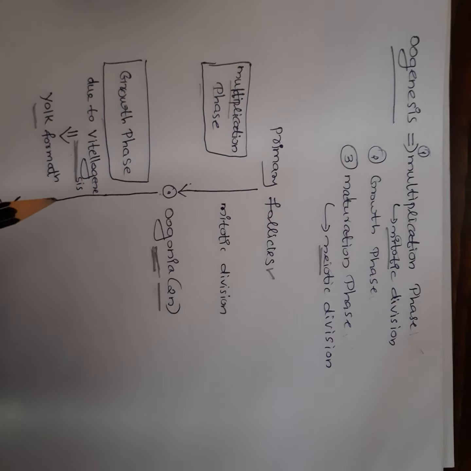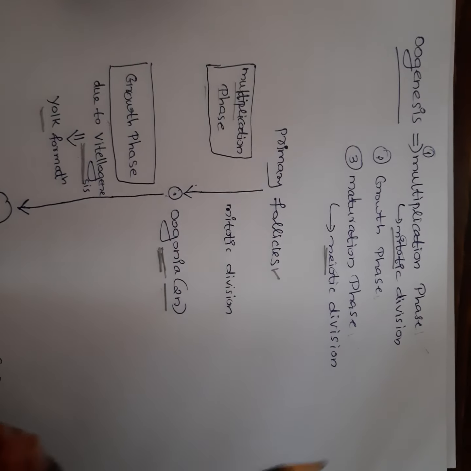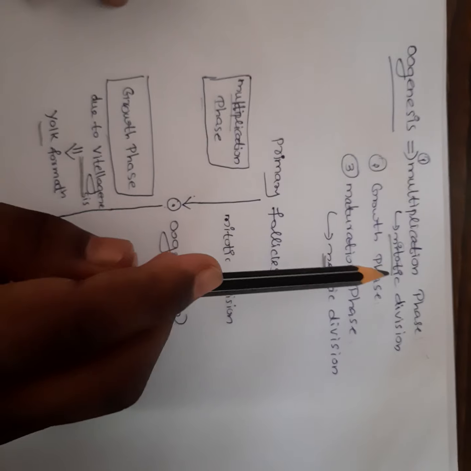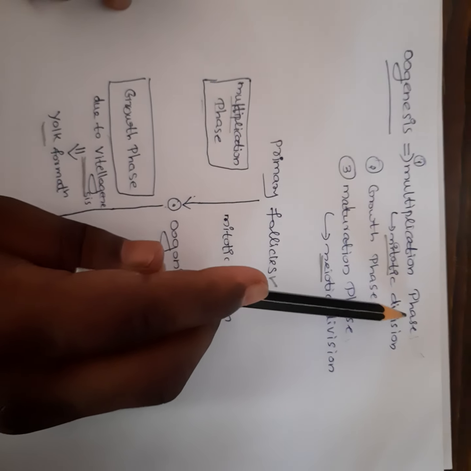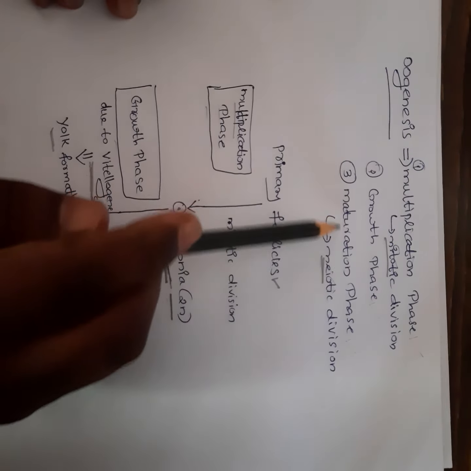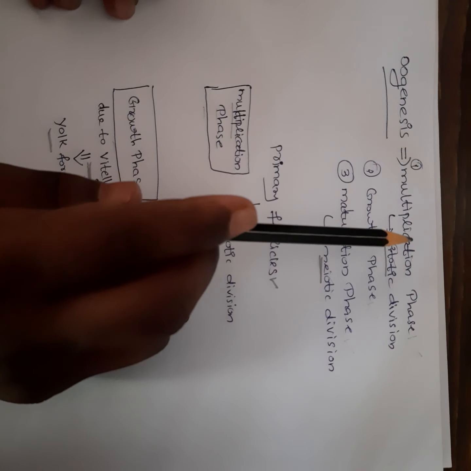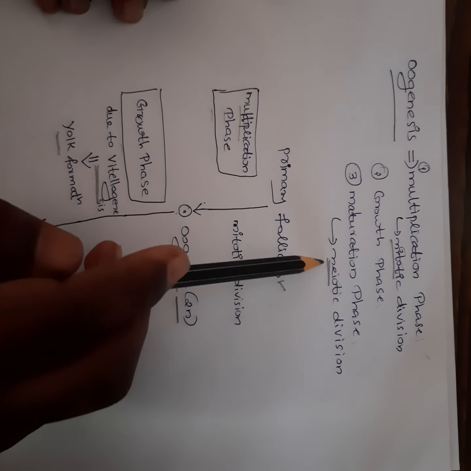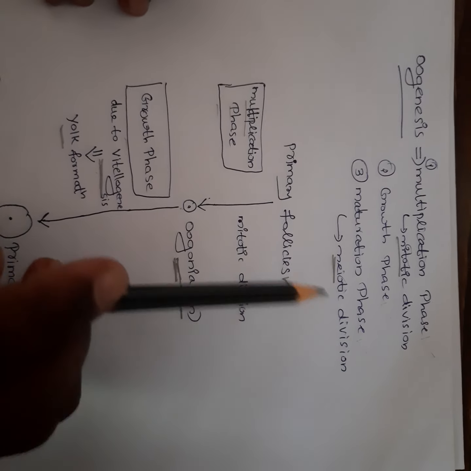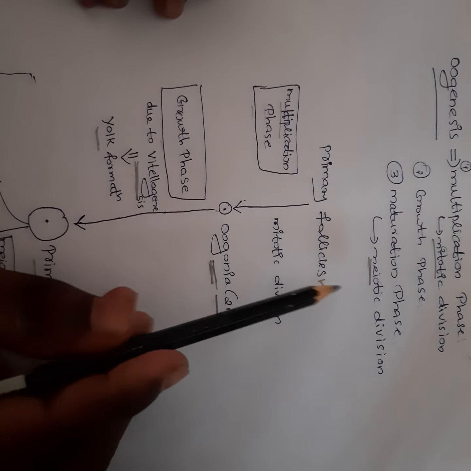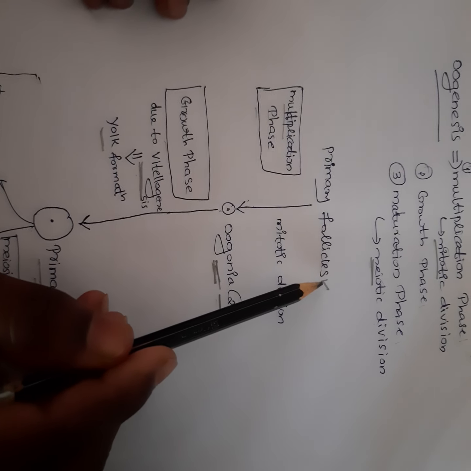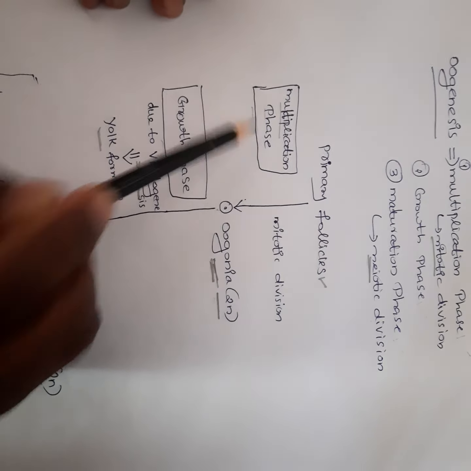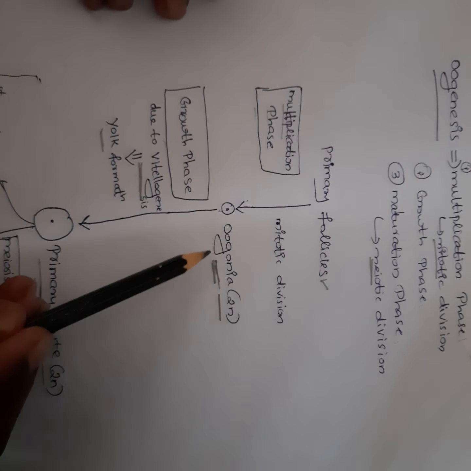Next, I'm taking the different stages in oogenesis. Oogenesis will have three phases, exactly like spermatogenesis. That is the first phase, the multiplication phase, then the growth phase, and third the maturation phase. In the multiplication phase, we can see mitotic division. In the maturation phase, we can see meiotic division, or meiosis. Next, I'm taking the primary follicles. These primary follicles will undergo mitotic division during the multiplication phase and form diploid oogonia.